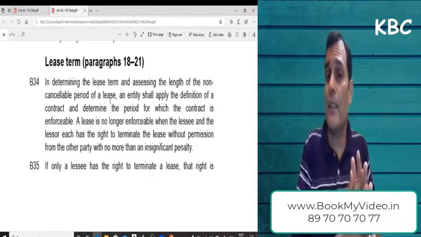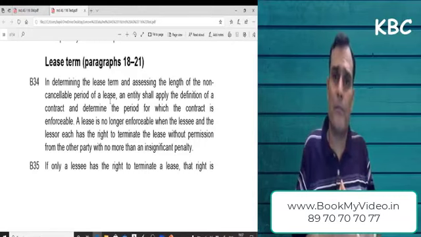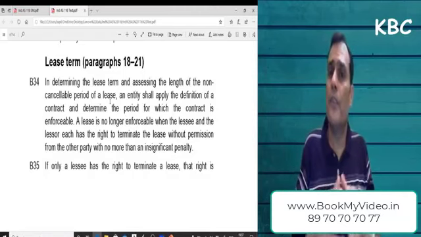And if there is insignificant penalty, leave out that 4 years. Because after 6 years, anybody could cancel. There is no penalty for cancellation. So it's a free world.